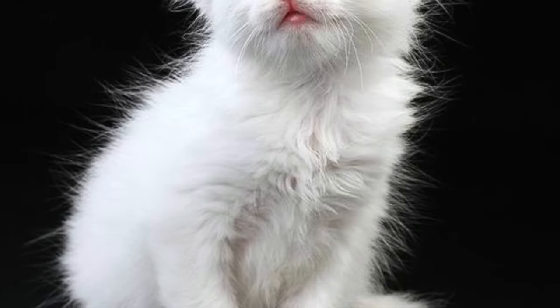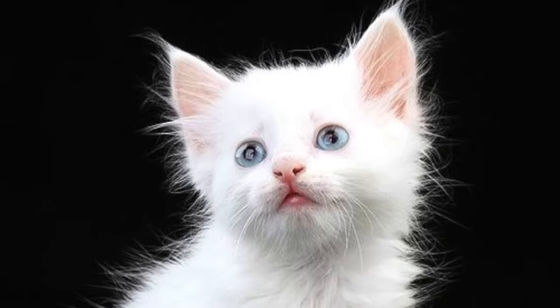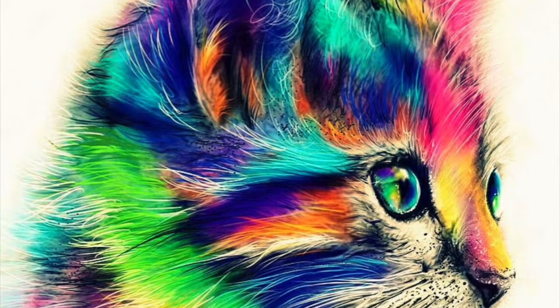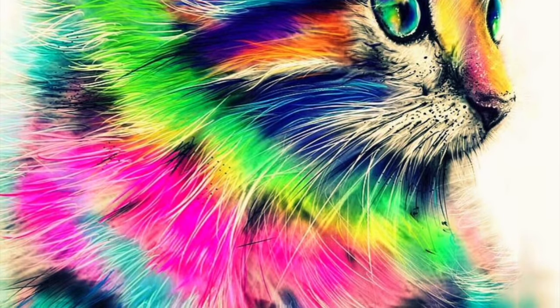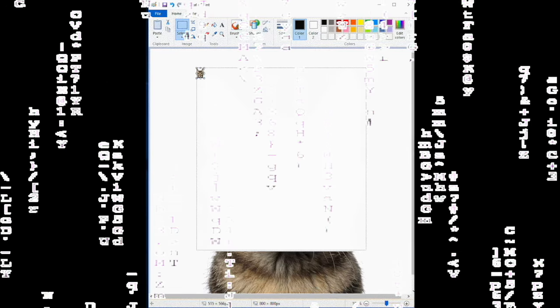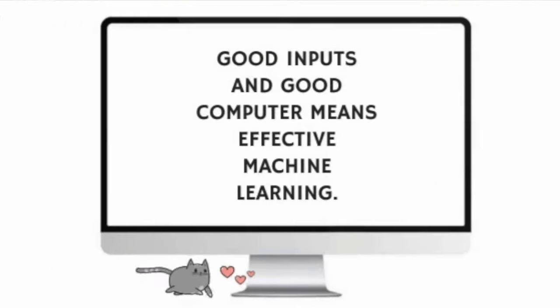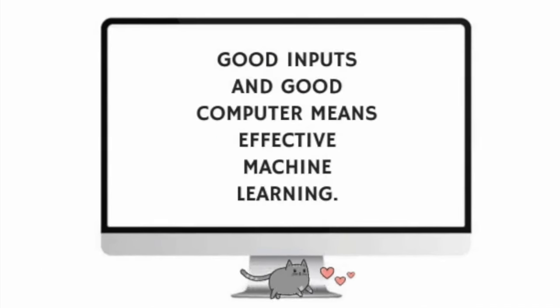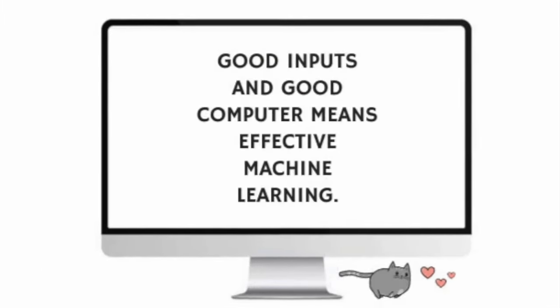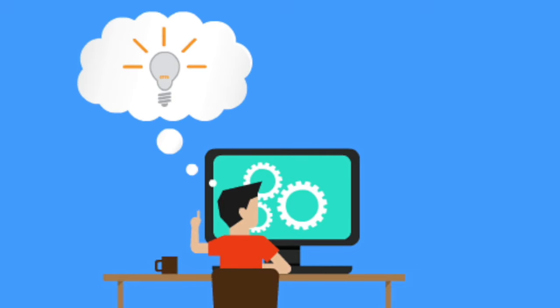More data comes from better pictures. Those are pictures in colors, with more dots. With these pictures, the computer can find more complex patterns, thousands of these patterns. This is how, with good enough inputs and a good enough computer, you can get your computer to learn.